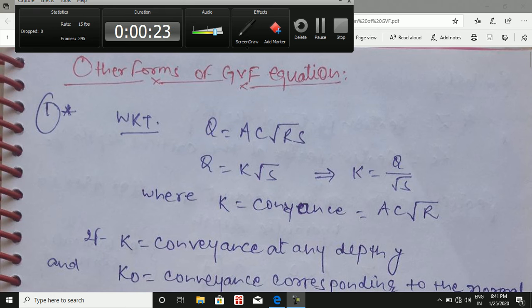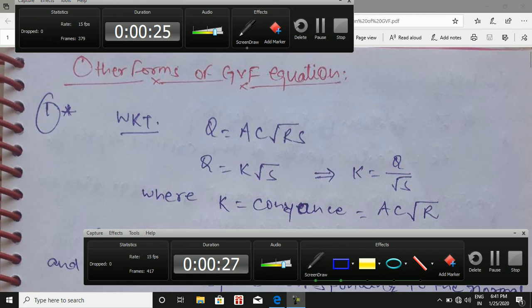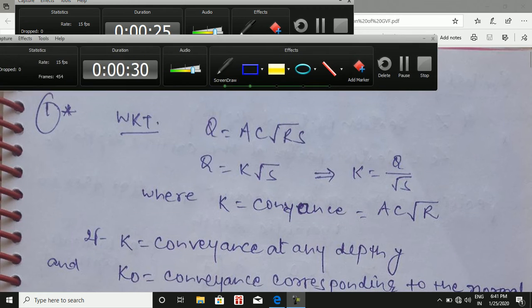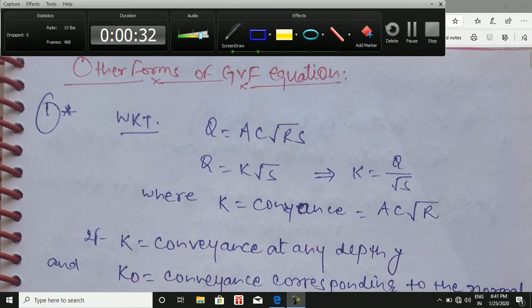So we know that Q is equal to AC under root RS. This we already know from the first unit, where K is equal to conveyance, and that is equal to AC under root R. So Q is equal to K under root S, and this K is equal to conveyance at any depth Y.